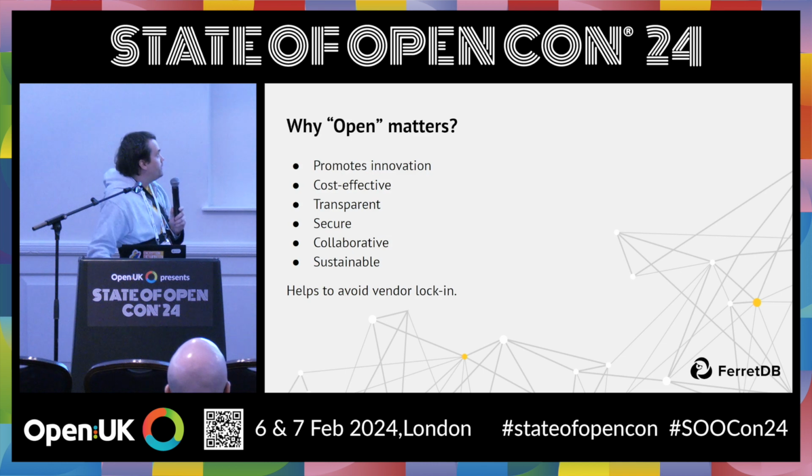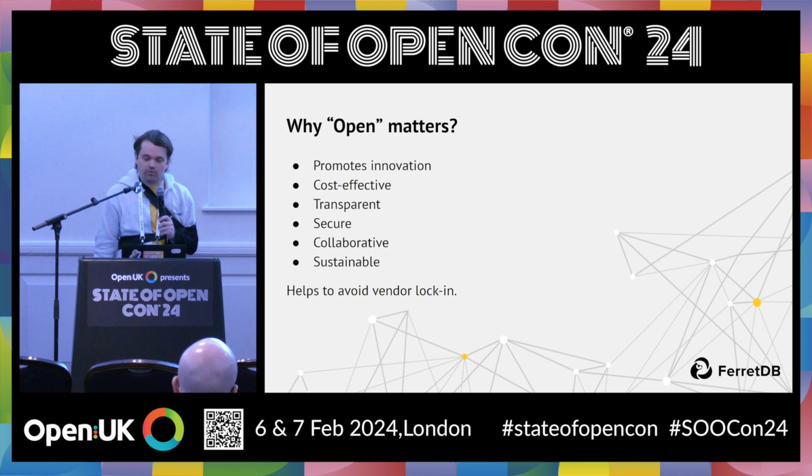So why does open matter? We are all here because we like open, we like innovation, we like that open source is cost effective, we like that we can change the course of open source, it's transparent, it's secure, it's collaborative, and this is true both in the case of open source and open standards. So open is the common thing between open source and open standards. And both enables you to avoid vendor lock-in.